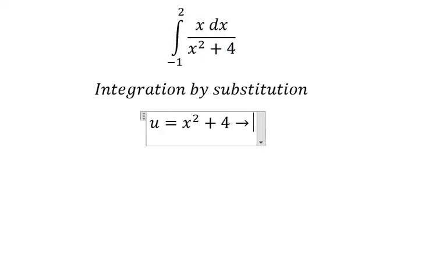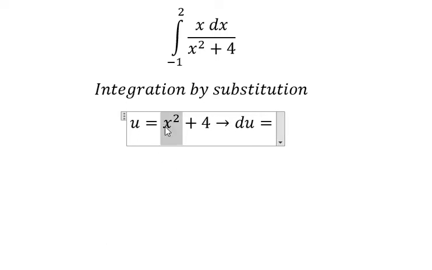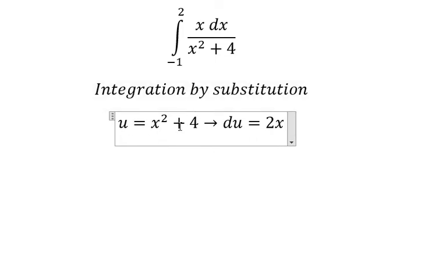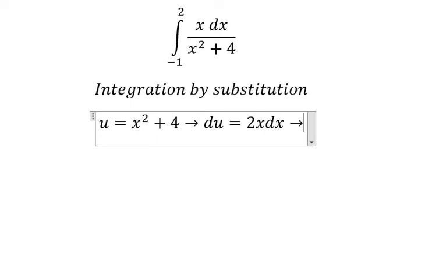Later, we take the first derivative of both sides. The first derivative of s squared, we have 2s. The first derivative of number 4, this is a constant, so you get number 0 in here. Because we don't have number 2, we need to divide both sides by number 2.